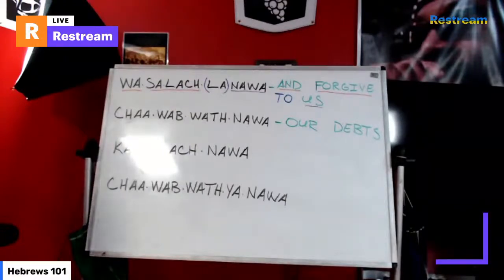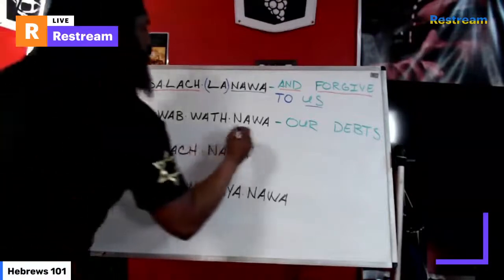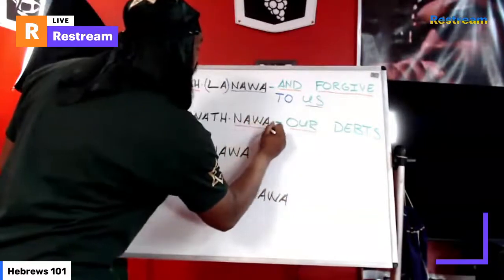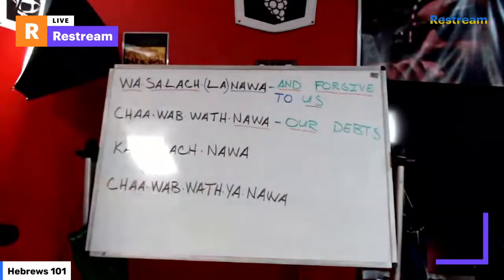Now let's continue on. Okay. We have Wasalak Noah and forgive to us and forgive us, if you will. Kawawa Noah. Okay. Our debts. All right. And just in case, remember here, the Nawa is the suffix. So our debts, Kawawa Nawa. Okay. All of this is one word. All right. Cool beans. Next, we have Kasalak Nawa. All right.